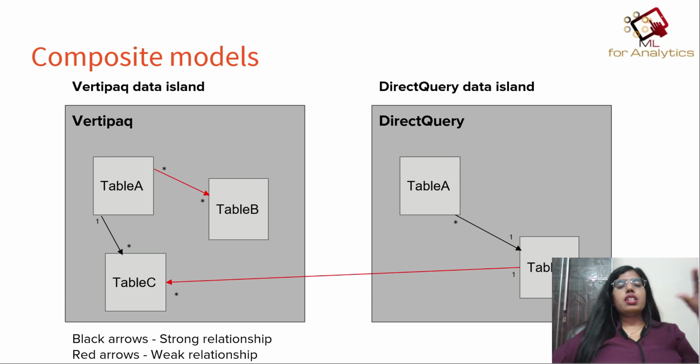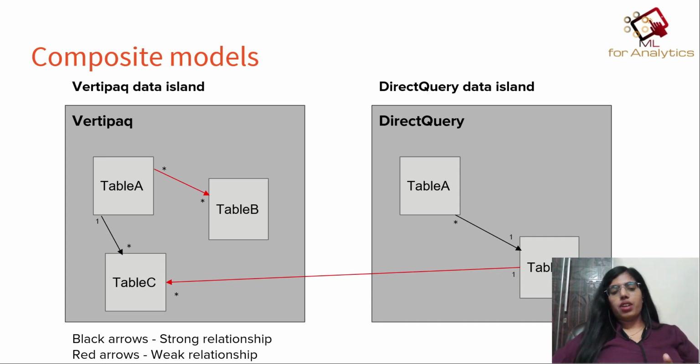As you can see over here, in case of intra-island relationships, all many-to-many relationships are weak relationships. Cross-island relationships are always going to be weak relationships, even if it's one-to-one or one-to-many. If I talk about intra-island, one-to-one, one-to-many, and many-to-one will be strong relationships. Only many-to-many relationships of intra-island are going to be weak.